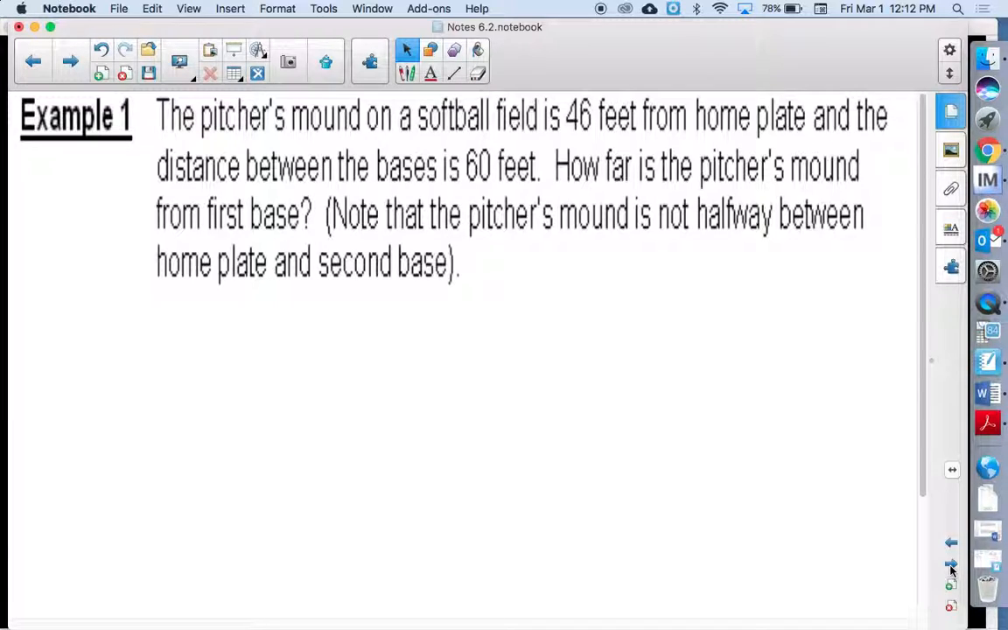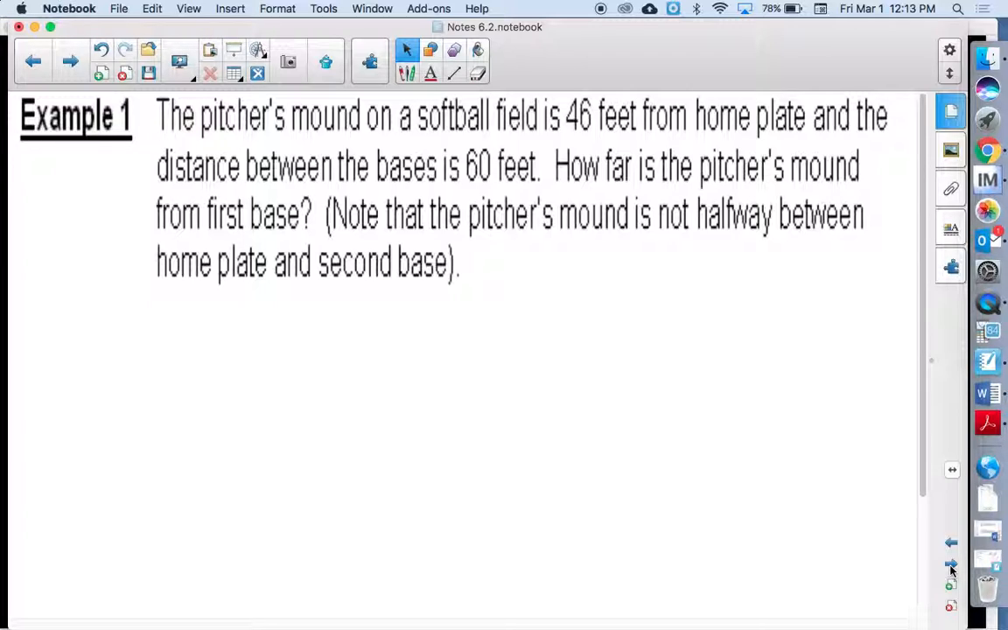I got to skip. All right, so if you look at the first example at the bottom of the page, I really think it's pretty straightforward as long as you can plug stuff into your calculator correctly. So pitcher's mound on a softball field is 46 feet from home plate. It's different for baseball than it is for softball. The distance between the bases is 60 feet. How far is the pitcher's mound from first base?